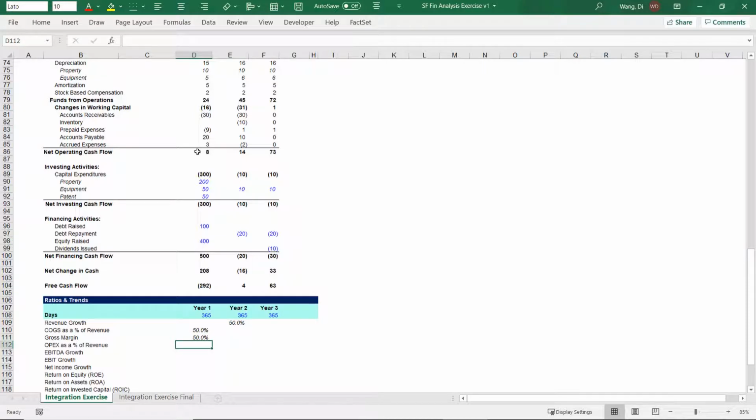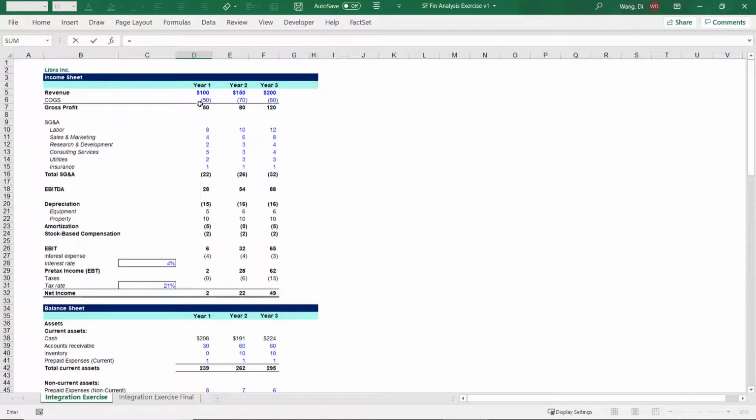OPEX as a percentage of revenue is calculated by taking total SG&A, and that is our OPEX, divided by revenue. And make sure, again, since total SG&A is negative, we add a negative to our equation, and that cancels out the negatives.